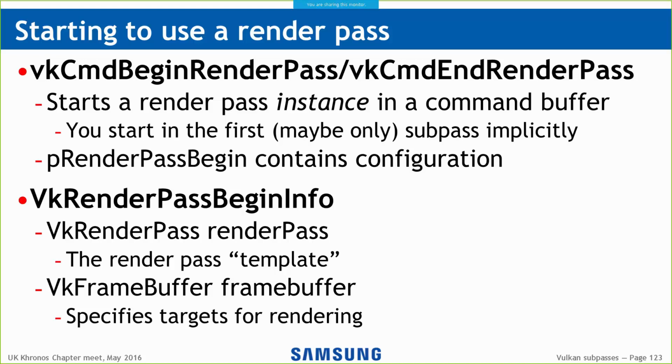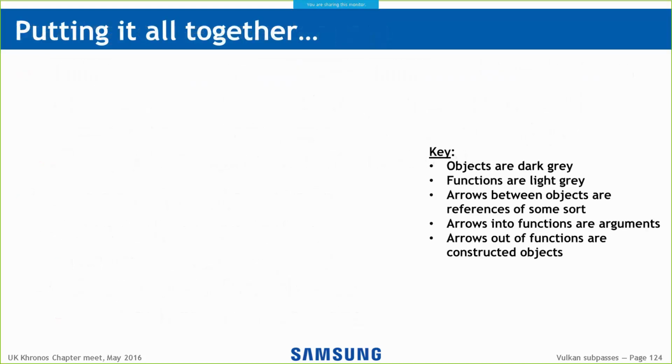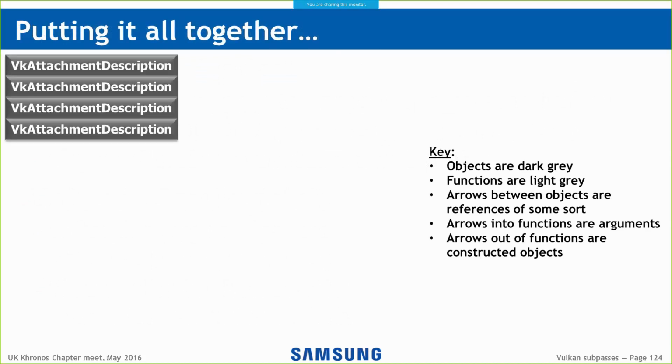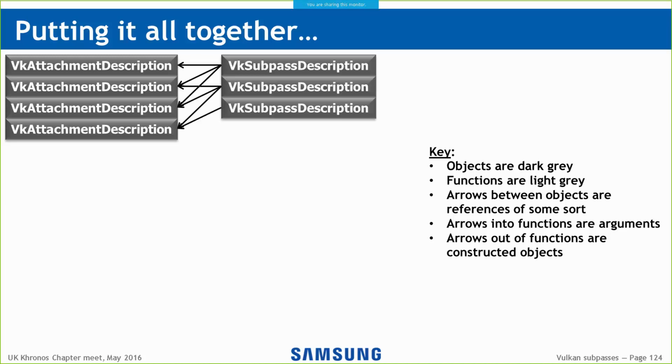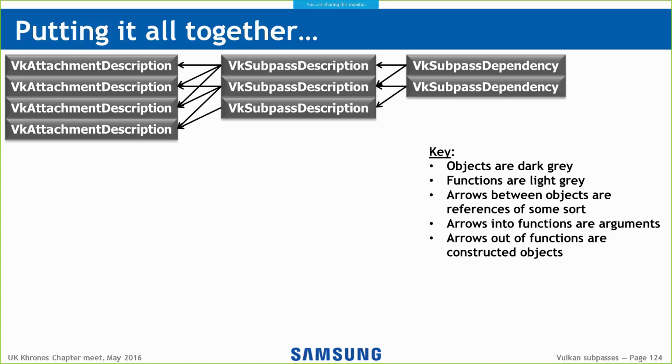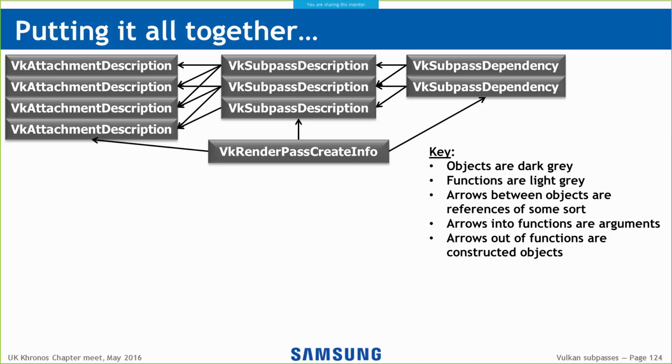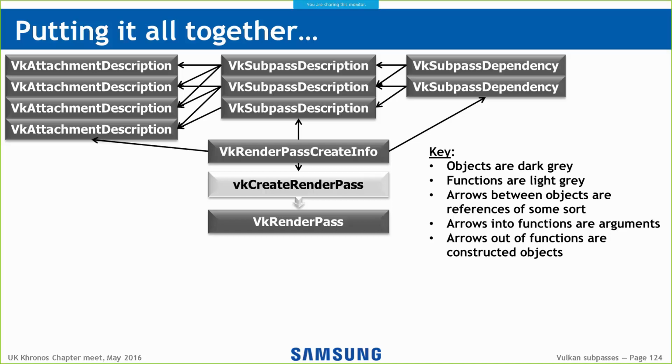Okay, so, diagram, I promise. You'll have your attachment descriptions saying what the format of the use of those attachments is. You have the subpass descriptions, which say what attachments are being used by each subpass. You have your dependencies between the subpasses saying what inputs and outputs are being used by each one. And all of those are linked from the render pass create info. Pass that to create render pass and get a render pass object out.